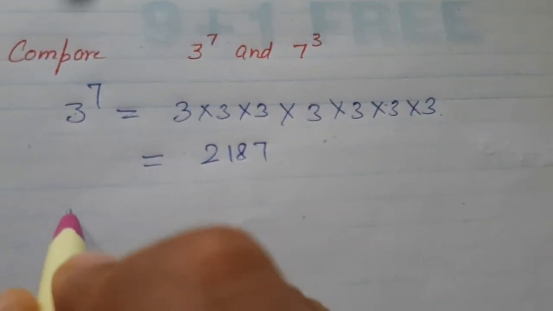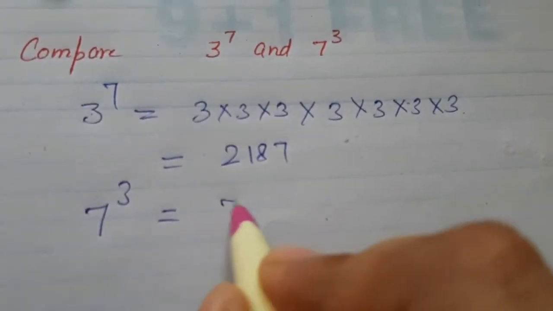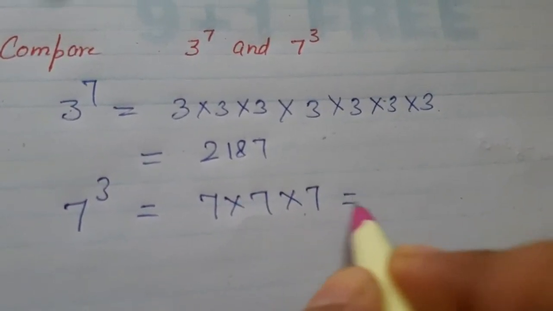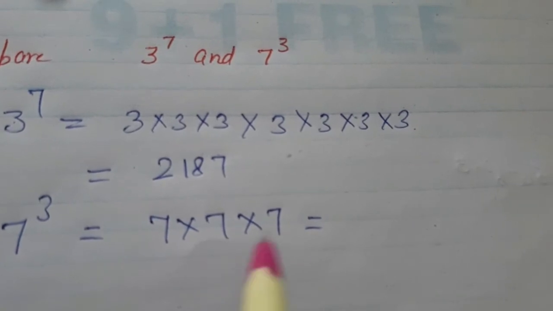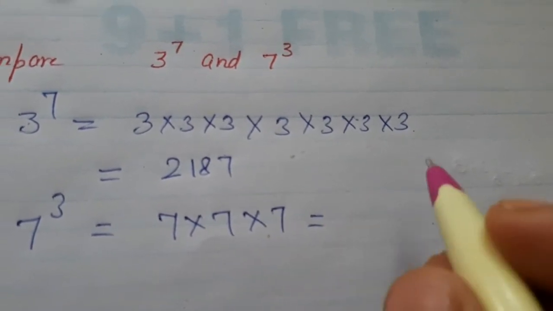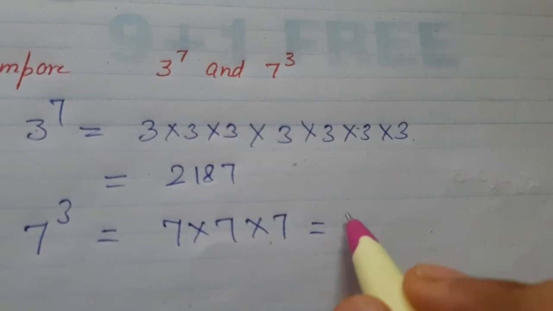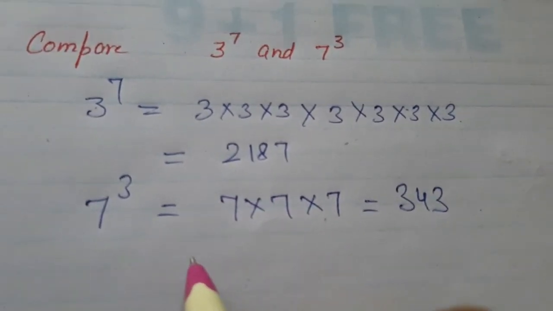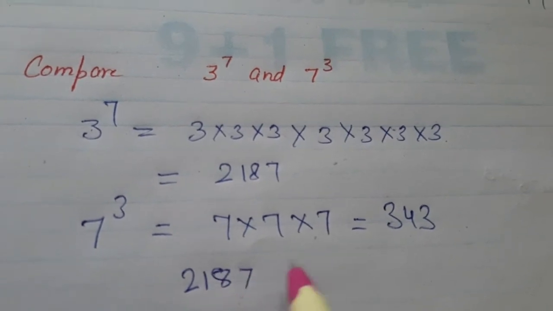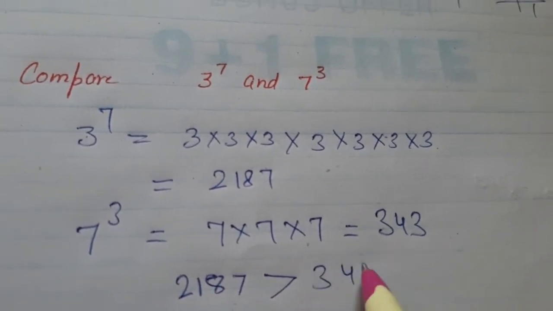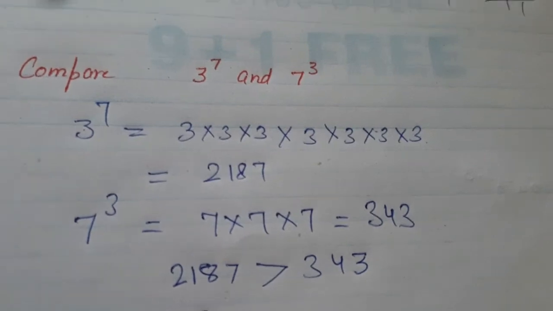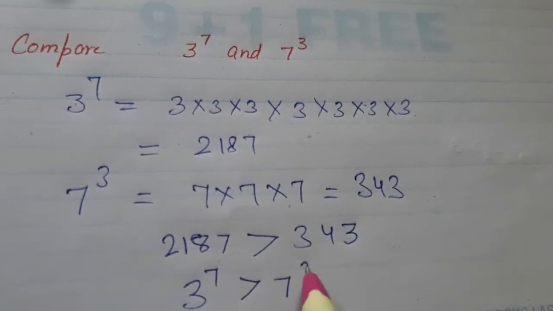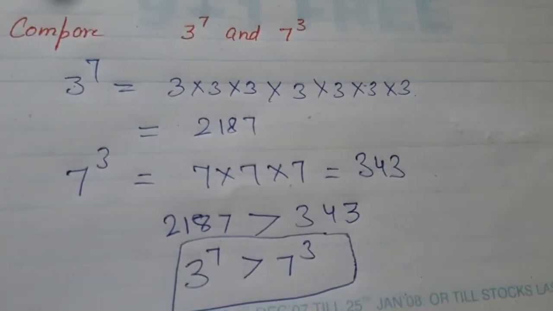Now we will find out the value of 7 raised to power 3. 7 into 7 into 7. 7 7s are 49, 49 7s are 343. Now you can compare which is the bigger one. 2187 is greater than 343. So 3 raised to power 7 is greater than 7 raised to power 3.